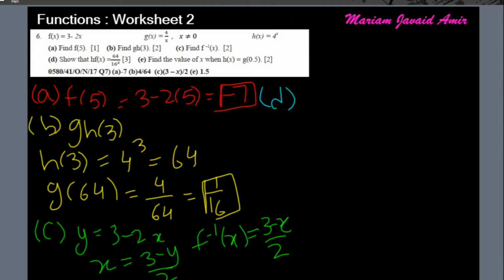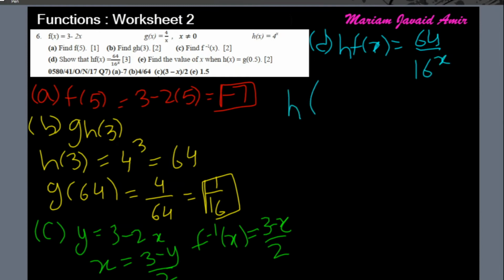Show that h(f(x)) equals 64 over 16 power x. So f(x) is 3 - 2x. Now in h(x) we will change x to 3 - 2x. So 4 power (3 - 2x).